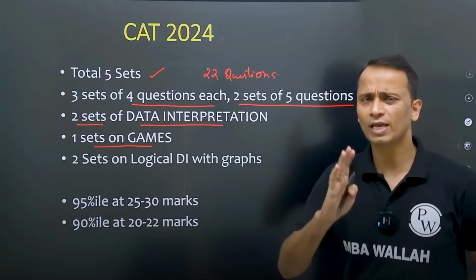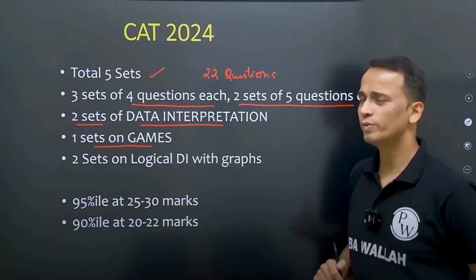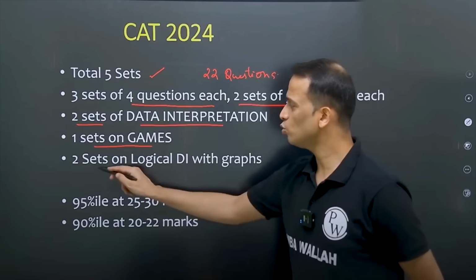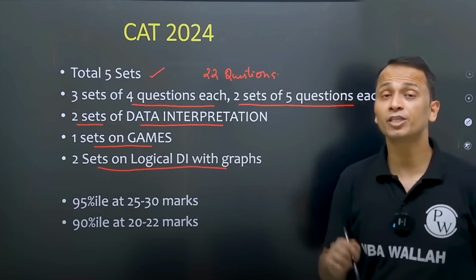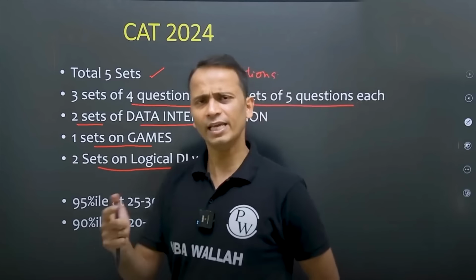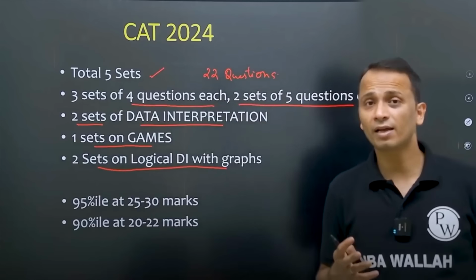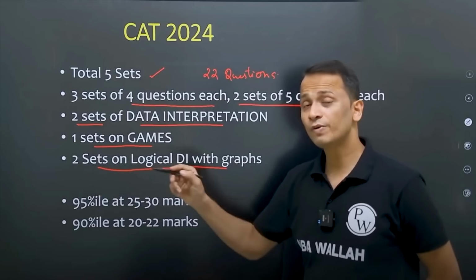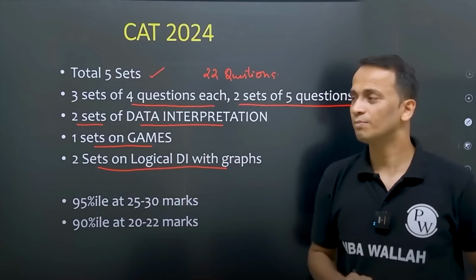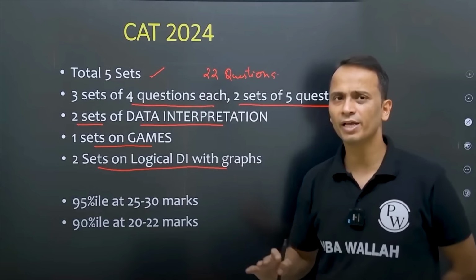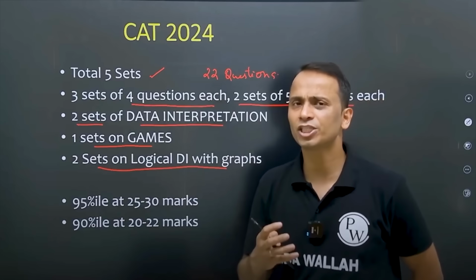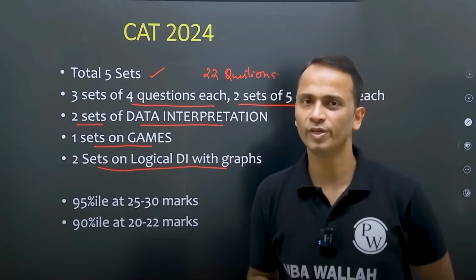If I look at the first slot of CAT 2024, there were 2 sets on logical data interpretation which had graphs. Again, talking about slot number 1, both the graphs were bar graphs. So there were 2 sets like this in slot number 1. This is a small breakup of how the LRDI section behaved in CAT 2024.